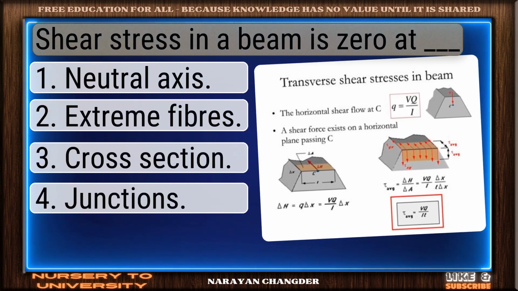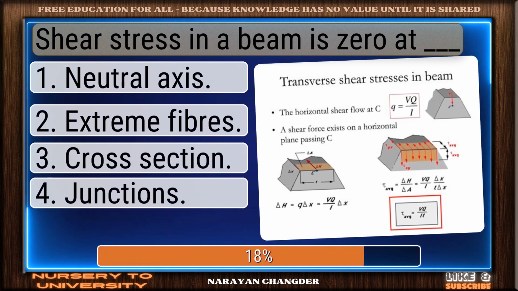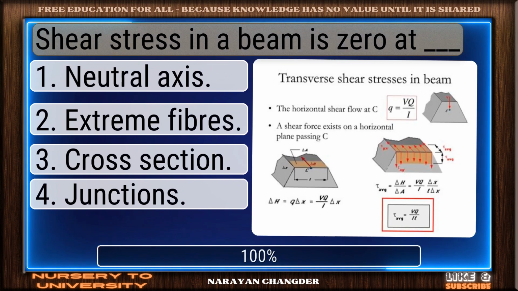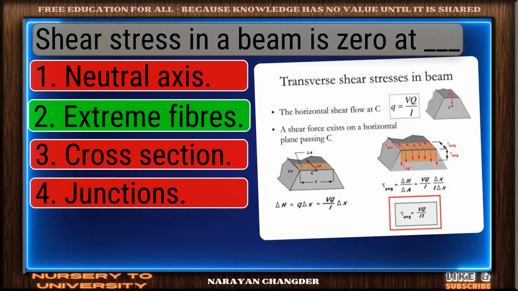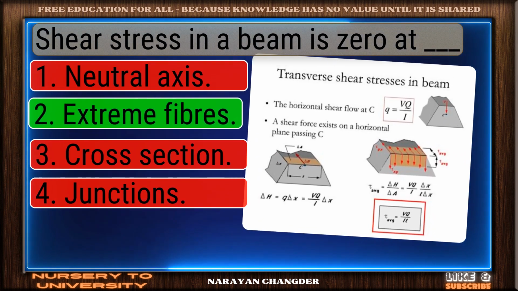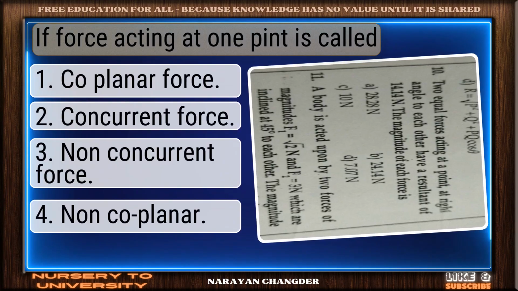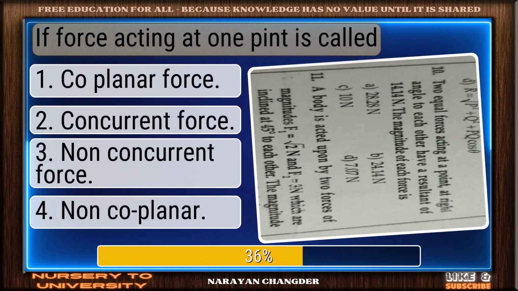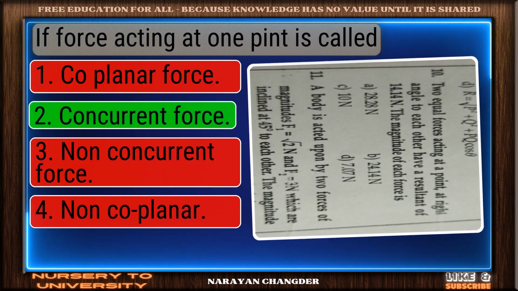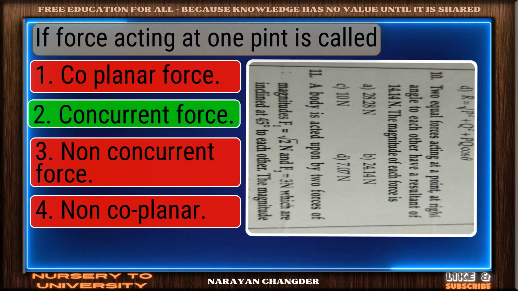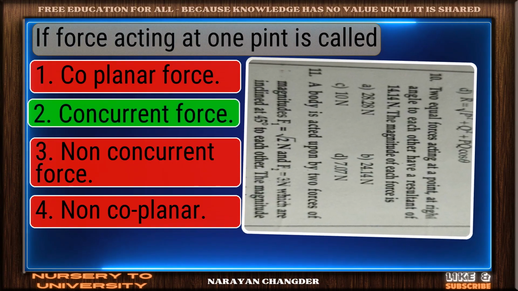Shear stress in a beam is 0 at dash. Solid response. Extreme fibers is a valid choice. If force acting at one point is called. Right choice. Concurrent force is the best answer.